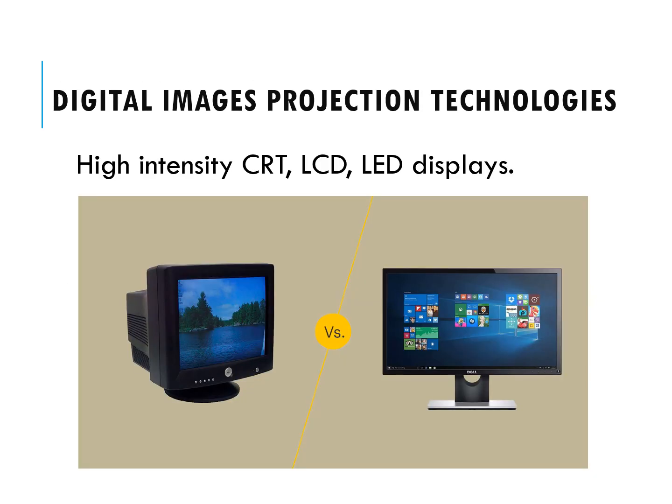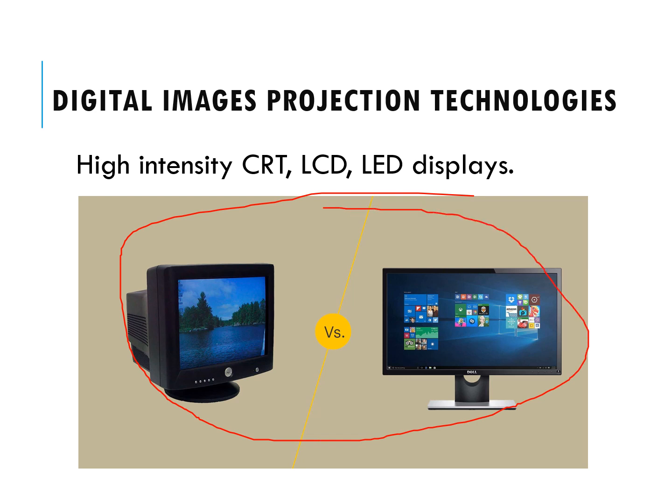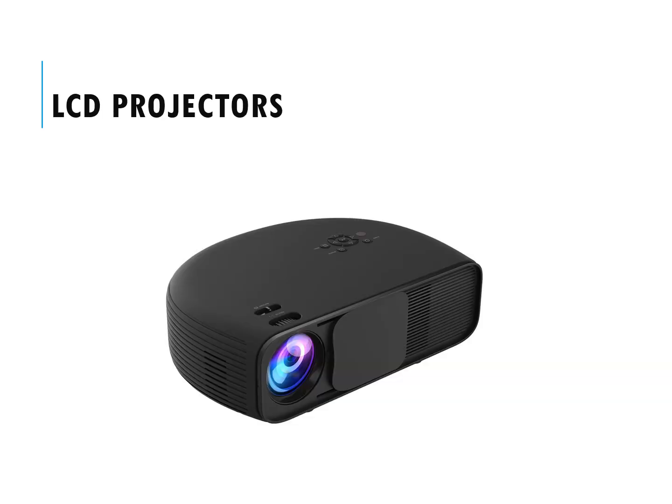Now we have the digital image projection technologies: the high-intensity cathode ray tube, LCD, and LED displays. So the image shows examples of the projection technologies. We have the LCD projectors, which project the images on the wall. There are different types of televisions, and we are going to go over them.